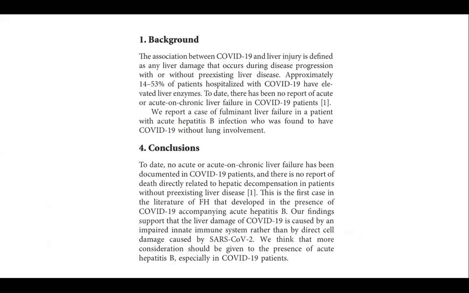The findings support that the liver damage occurring in COVID-19 is caused by an impaired innate immune system rather than by direct cell damage caused by SARS-CoV-2. Additional monitoring and consideration should be given to the presence of acute hepatitis B, especially in COVID-19 patients. That's all, Doc. Thank you.